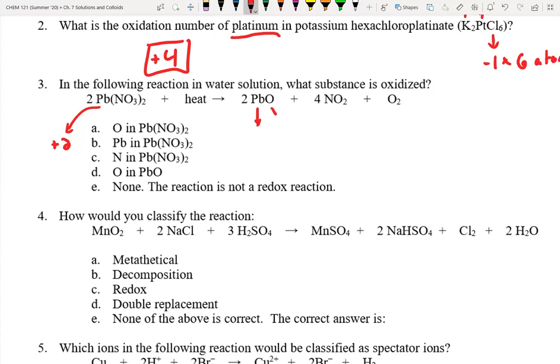Okay, so now let's go ahead and look at lead on the other side. Same idea. We could say oxygen's in group 6A, so it must be -2, which tells us that the lead must be +2. So in this case, it's telling us that lead is going from +2 to +2. Doesn't look like lead is being oxidized or reduced. So I'm just going to go ahead and cross out B there. Okay, so now let's try the next one.